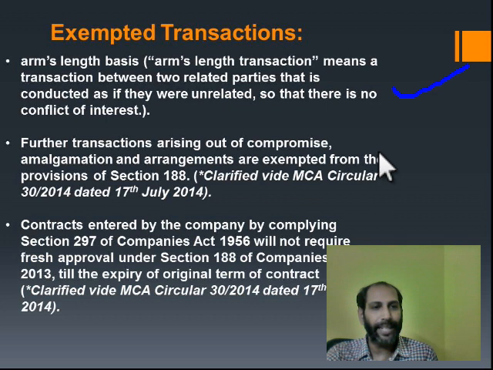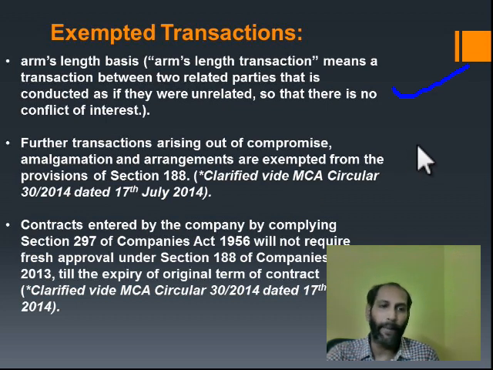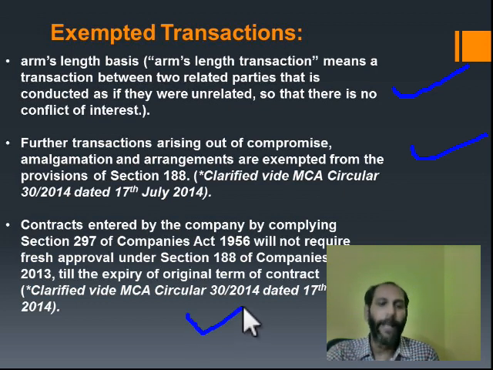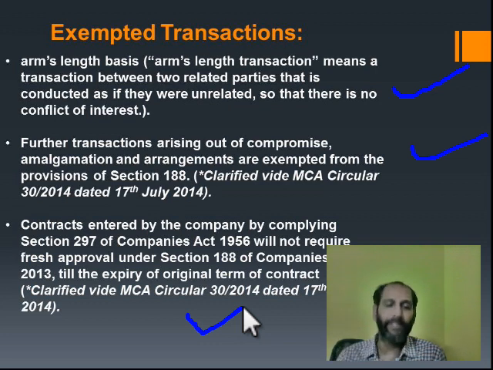Exemption 2: any transaction arising out of M&A, that is amalgamation, mergers and acquisitions, is exempted. That is not relevant. The third one is also not relevant, because it was an exemption given under section 297 of the Companies Act 1956, where a related party contract has already been approved. If it has already been approved, you need not take a new approval under the new Act. It's a transition provision, it is not relevant.